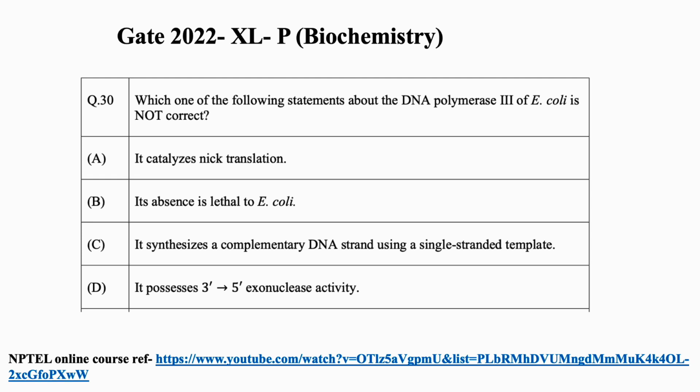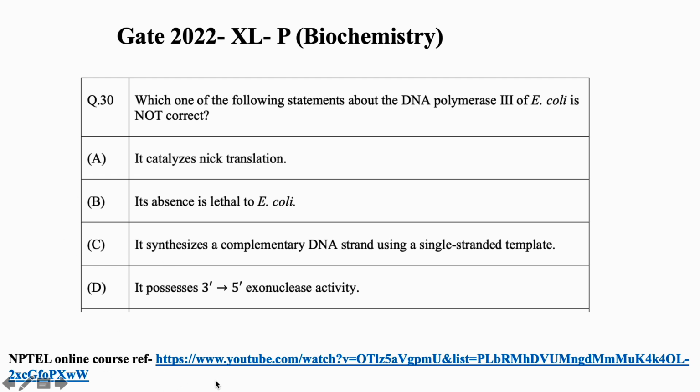This is GATE 2022 Life Sciences, Section P Biochemistry. Question number 30. Which one of the following statements about DNA polymerase 3 of E. coli is not correct? A. It catalyzes nick translation. B. Its absence is lethal to E. coli. C. It synthesizes a complementary DNA strand using single-stranded template. D. It possesses 3' to 5' exonuclease activity.